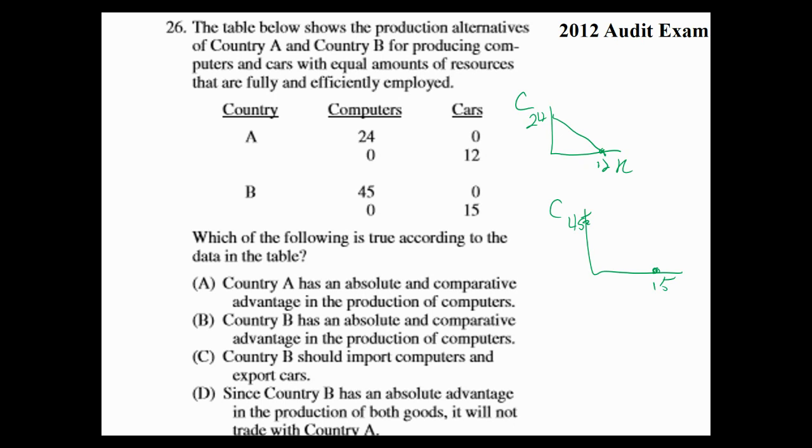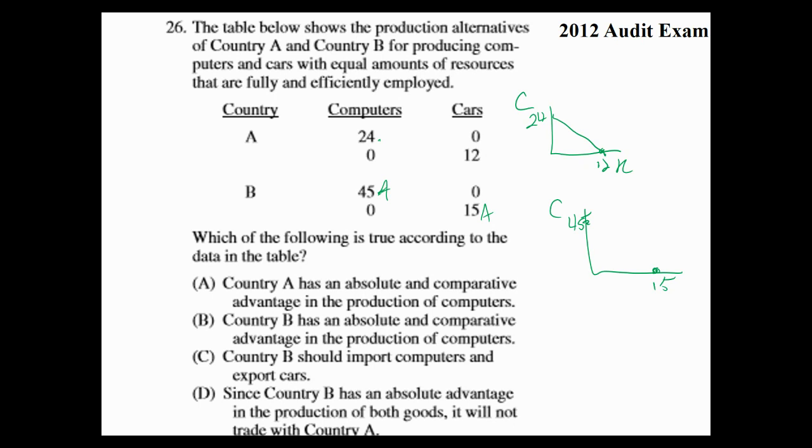It says they're producing computers and cars with equal amounts of resources and employment. So, given this information, it says which of the following is true. If we think just about comparative advantage and absolute advantage, B produces 45 and A produces 24. He has absolute advantage here, and B has absolute advantage here too. So essentially, B has absolute advantage in both, right? Then it says it wants to calculate.